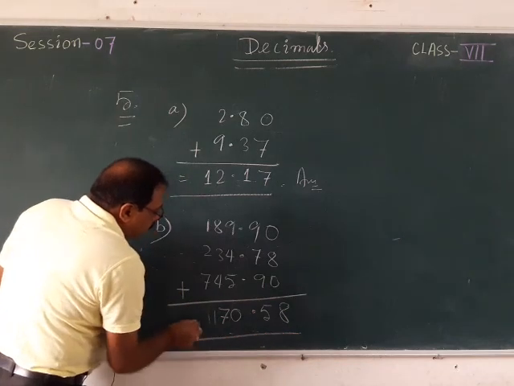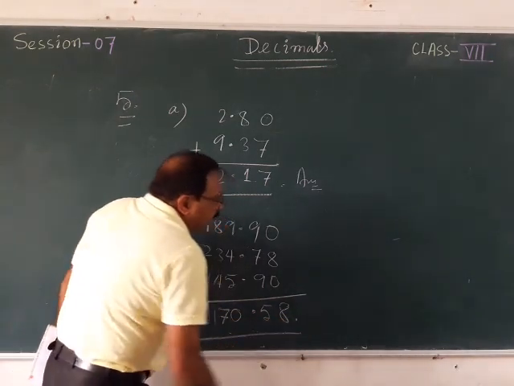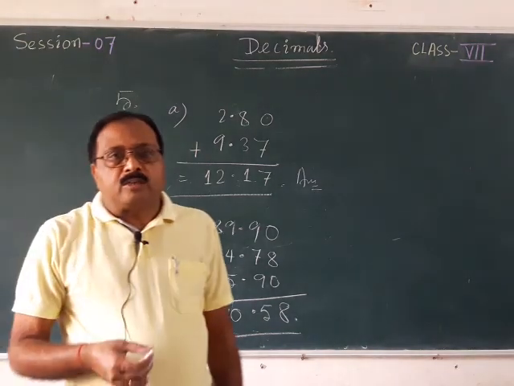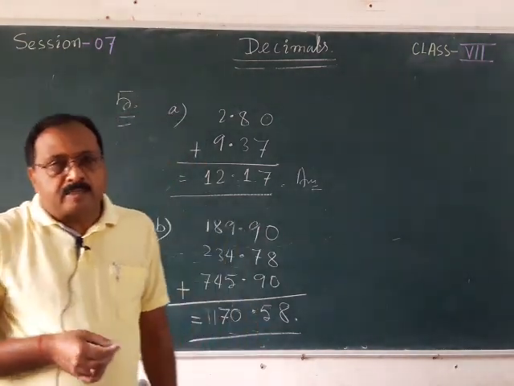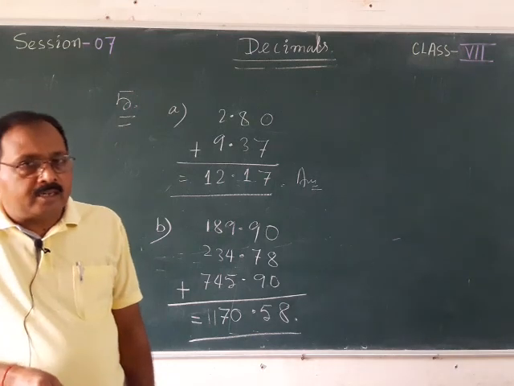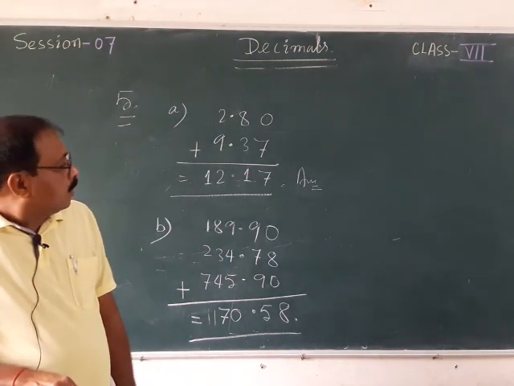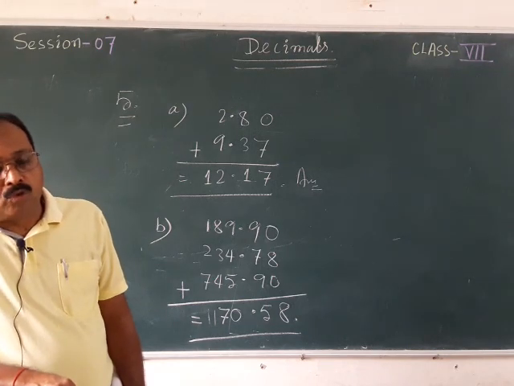So, here the most important part is that when you are adding any decimal numbers, you try to change them into like decimal form. When you do that, then you can add very easily and simply, and you will not make any mistake over here.